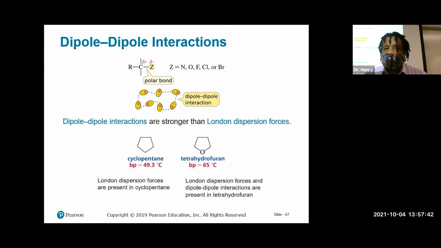Yeah. Okay, so you guys remember what dipole-dipole interactions are? So that's that plus-minus going on, right? Where you're getting that shift. Okay, dipole-dipole interactions are going to be stronger than our London dispersion forces. So in the case of cyclopentane compared to tetrahydrofuran, which is basically cyclopentane with an oxygen, right? So in this case, you can see, look at the boiling point. Higher boiling point in the case where you have the oxygen present because of that dipole-dipole moment compared to the London forces. Okay.